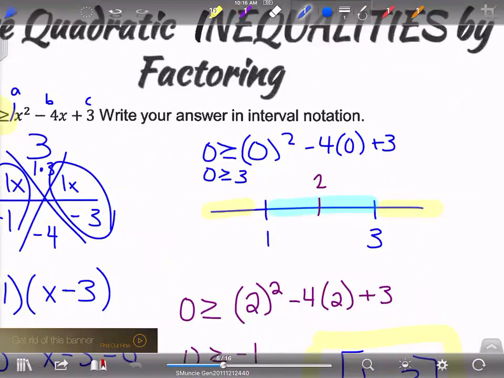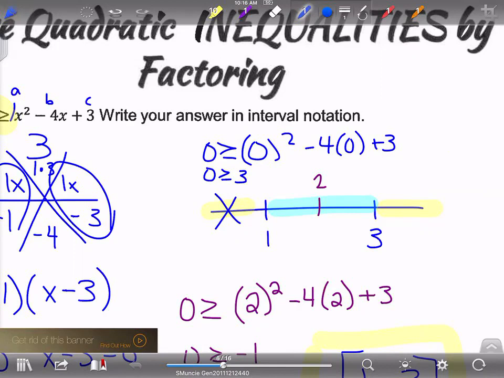Is that a true or a false statement? That's a false statement, which would have told me that this region here on the left doesn't work. So Courtney's just a good guesser and saved us a little bit of work. Would I want to go ahead and plug in a number between 1 and 3 to confirm that this middle region worked? Absolutely. I want to be 100% confident on my answer.